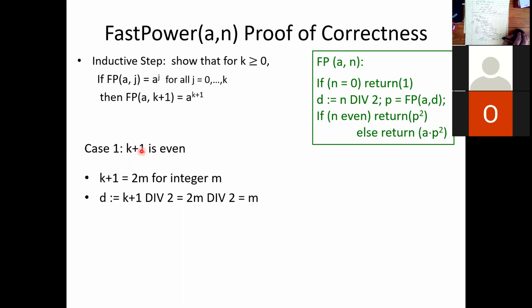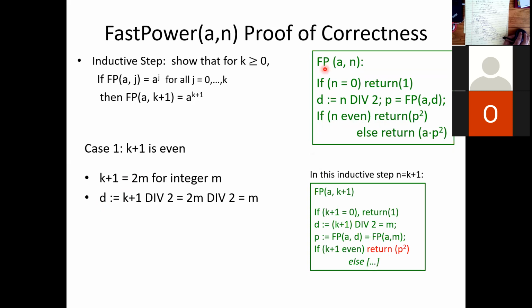So if k plus 1 is even, then k plus 1 is 2 times some integer. And when you instantiate this code for n equal k plus 1, then this d is k plus 1 div 2. And if k plus 1 was twice something, then this will just get you that something back. So that's what d is, right? And if you call P, where P is the recursive call, which is this, it's now processed by this if-then. So I have to look whether k plus 1 is even or odd. It's even, so I can ignore the odd case. And I know that this will return p squared.